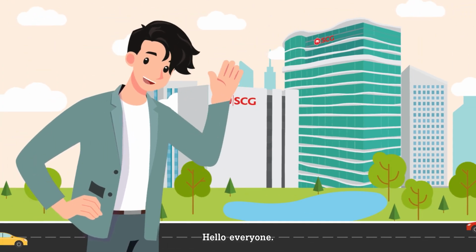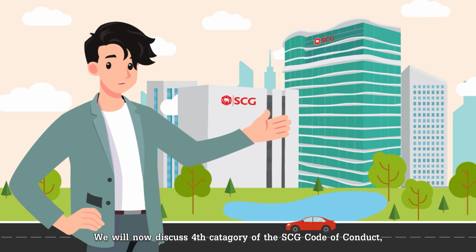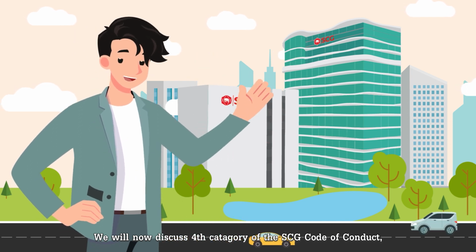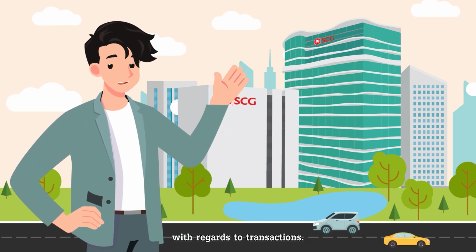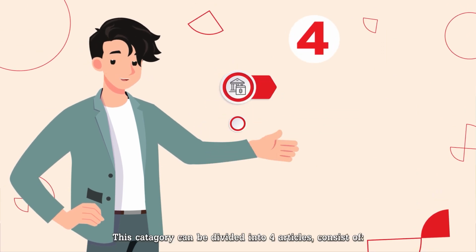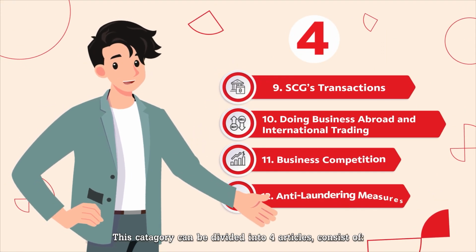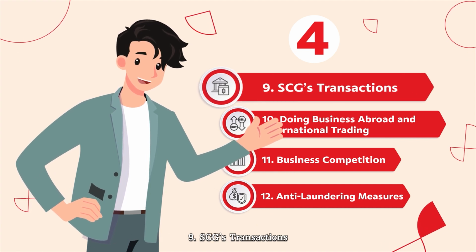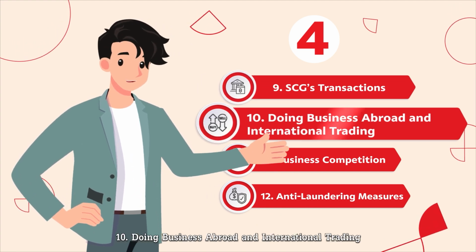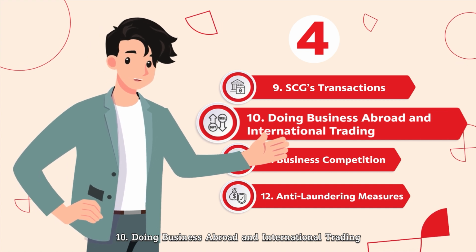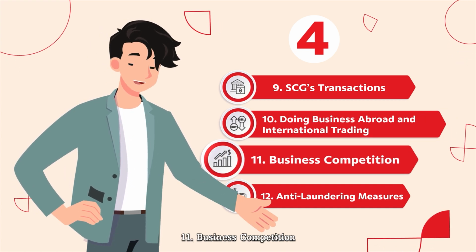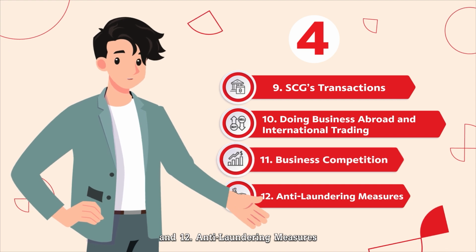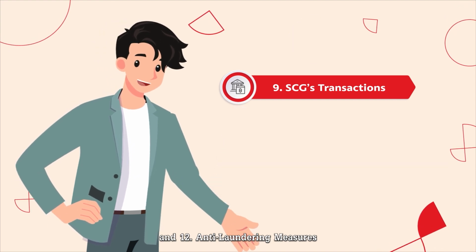Hello everyone! We will now discuss the fourth category of the SCG Codes of Conduct. With regards to transactions, this category can be divided into 4 articles consisting of 9. SCG's Transactions, 10. Doing business abroad and international trading, 11. Business competition, and 12. Anti-laundering measures.